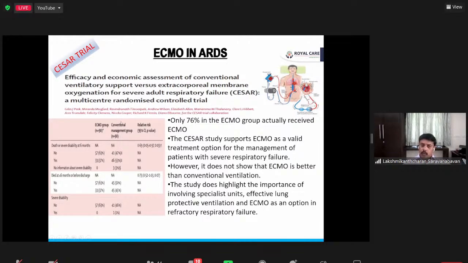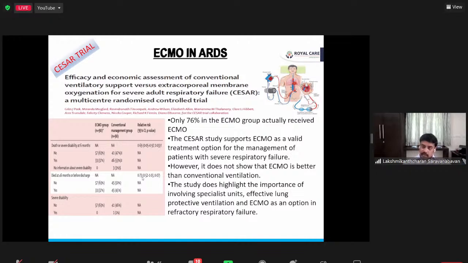hospital where ECMO was not used and a hospital which was equipped with ECMO usage, and not between patients who are not on ECMO. Because in the ECMO group, only 76% of the patients had ECMO actually. The remaining 25% improved with the normal ARDS management.